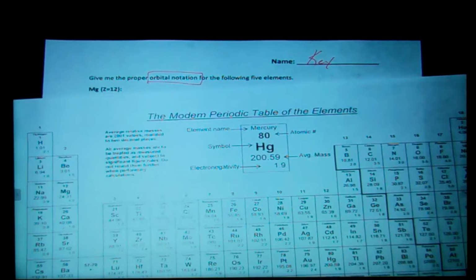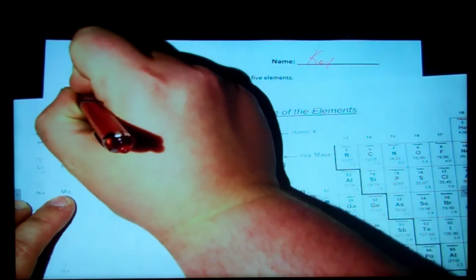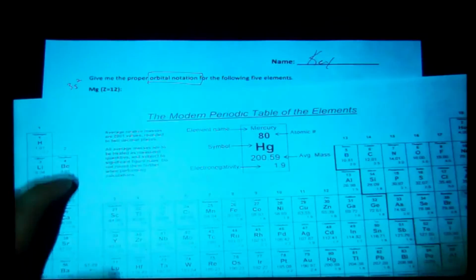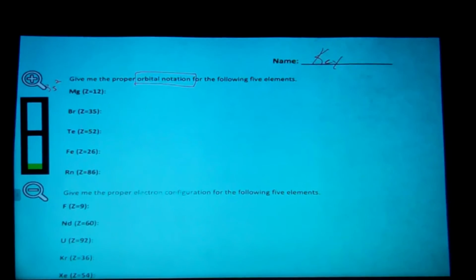I make my note on here that I stop at 3s, and there's 2 electrons in there, okay? Now I know that looks like electron configuration there, and that's what that is, but that's just my note.